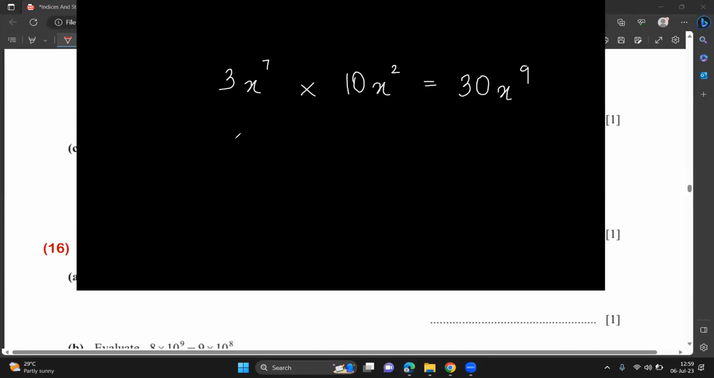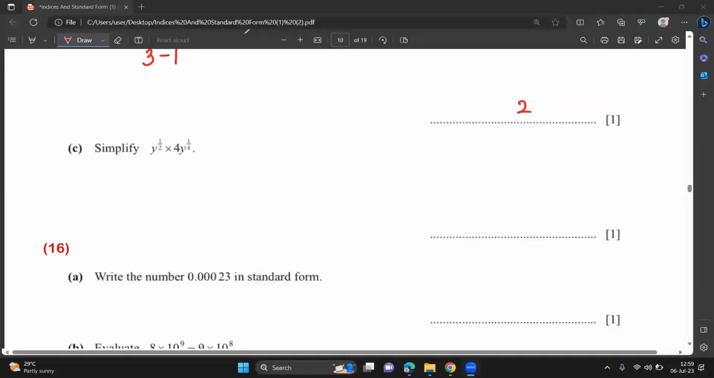For example, let's say y to the power 7 multiplied by 6y to the power 3. What's the answer? 9 or 10? Who thought of this already? Guys, you know this, right? Because if there is no number, what's the number here? So 1 into 6 is 6. Now, can you please apply the same thing to this?